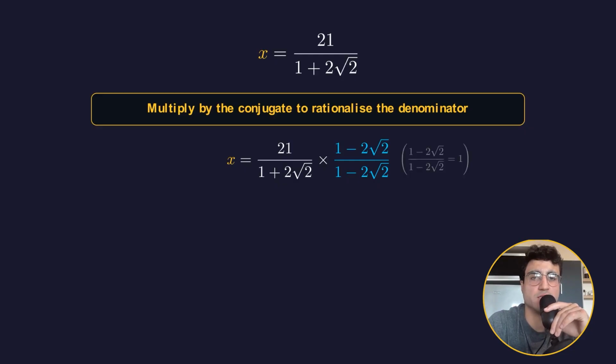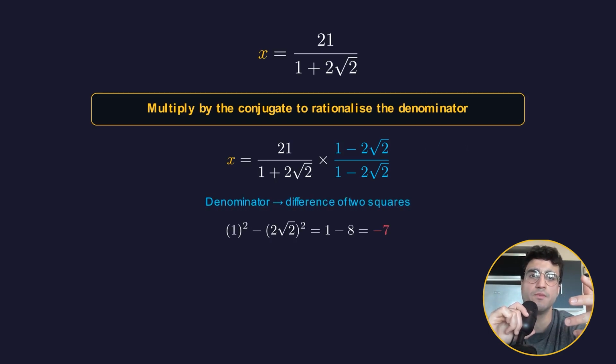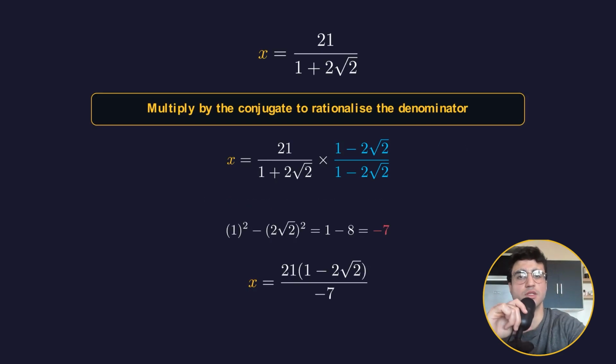We can rationalize it by essentially multiplying it by its conjugate over itself. So in this case, we had 1 plus 2 root 2 at the bottom. By multiplying it by 1 minus 2 root 2 over 1 minus 2 root 2, we are able to break it down into a much more simplified form. And this is true because, remember, 1 minus 2 root 2 over 1 minus 2 root 2 simply equals 1. So this is perfectly reasonable to say.